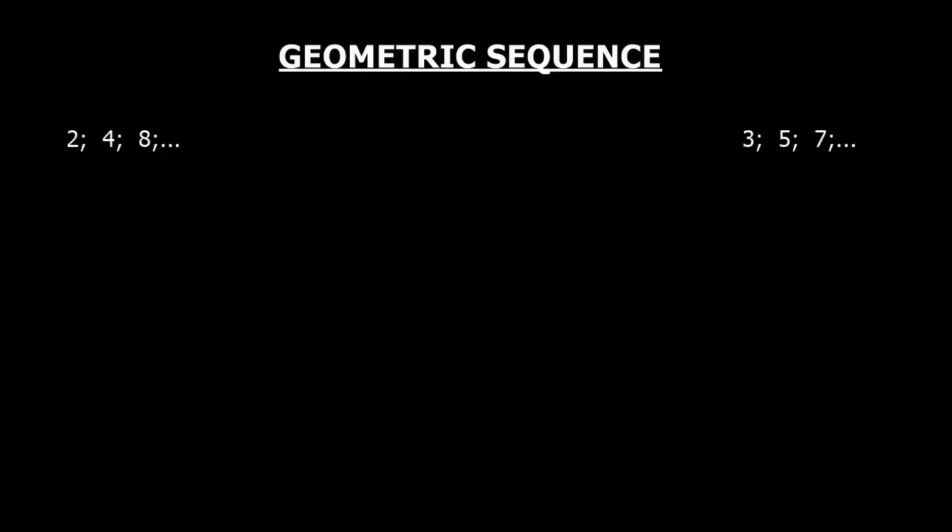Now, what kind of sequence is a geometric sequence? A geometric sequence is a type of sequence with a constant ratio between the terms. Remember, a ratio is a division, and a difference is a subtraction. So this example gives the arithmetic sequence.